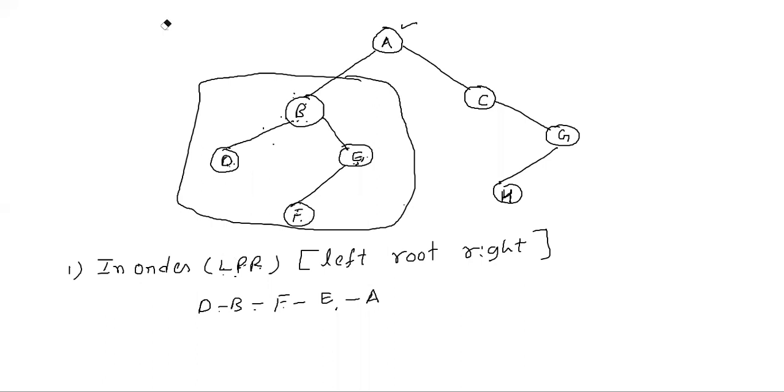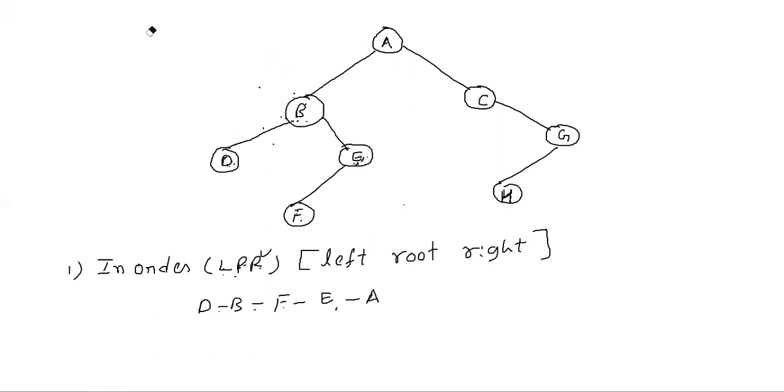After writing A, listen here. Left side is completed, parent is written. Next, again go for the right side. You have to go for the right side. So now come to the right side.